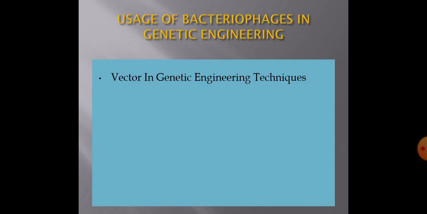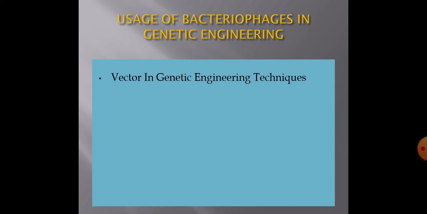Plasmids are the extrachromosomal rings of DNA found in bacteria, and you will study about that in the next chapter also. That plasmids are used as vectors in genetic engineering means genes are inserted into the plasmids and then they are carried to the organism where the genes are to be inserted or introduced. In the same way, the viruses or phages are also used as vectors.